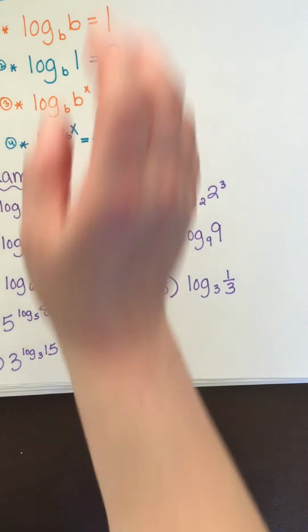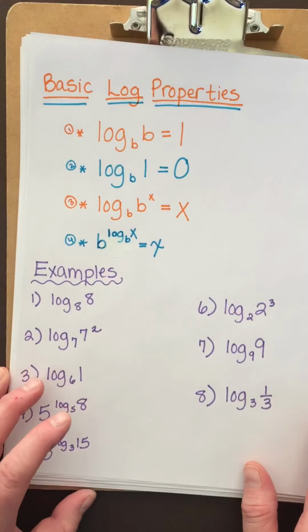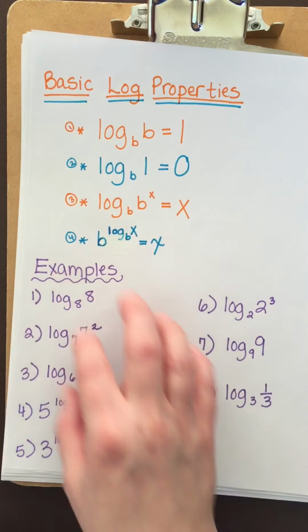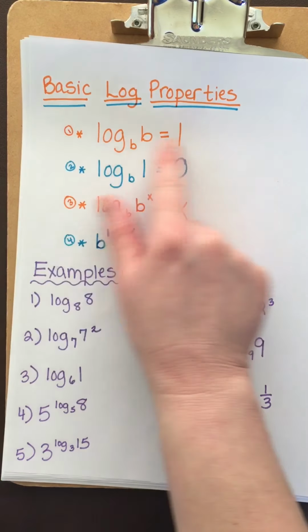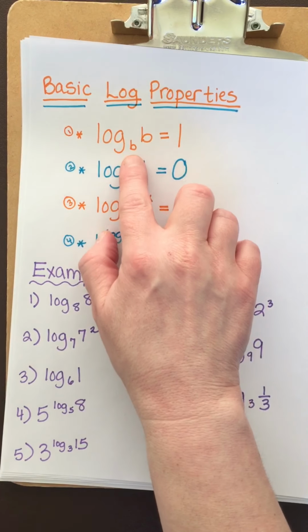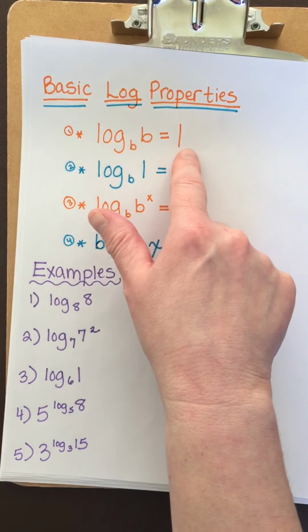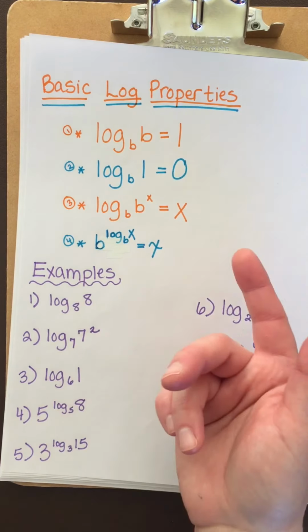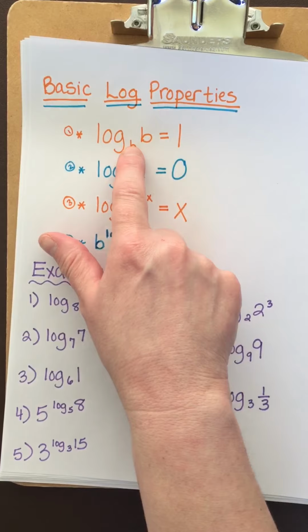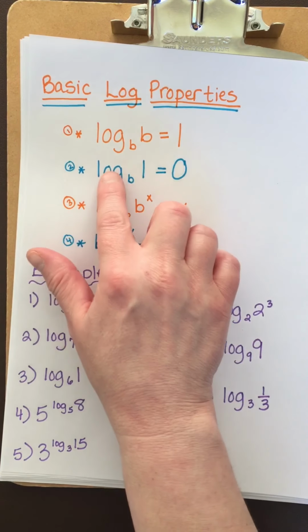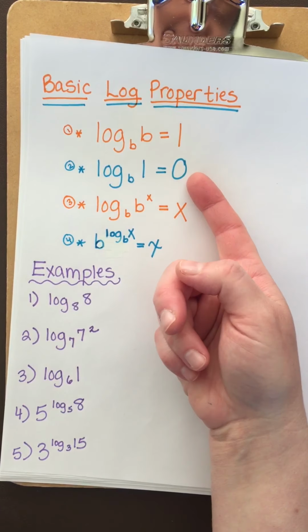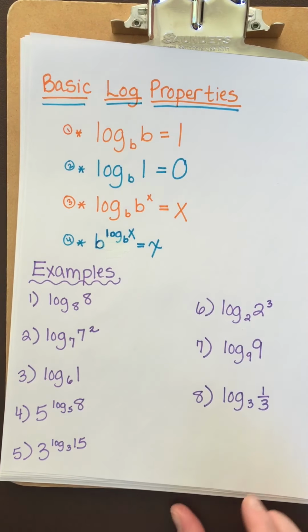Now, I want to go over some basic log properties. There's more than this, but these are the basics. So I numbered them because we're going to refer to them when we do this example. So the first one is log base b of b equals 1. Well, again, it's like saying b to the what equals b. 1. Anything raised to the first power is itself, right? The log base b of 1 equals 0. Now, these b's could be anything. This could be the log base 6 of 1, the log base x of 1. Anything raised to the 0 equals 1.